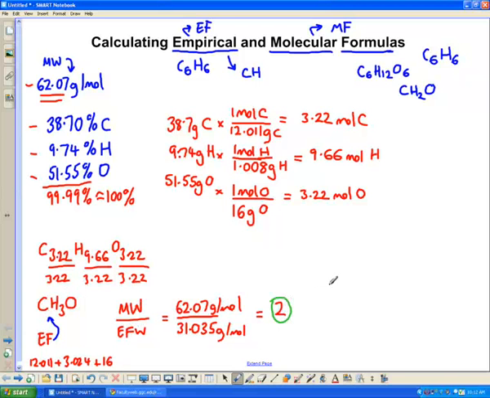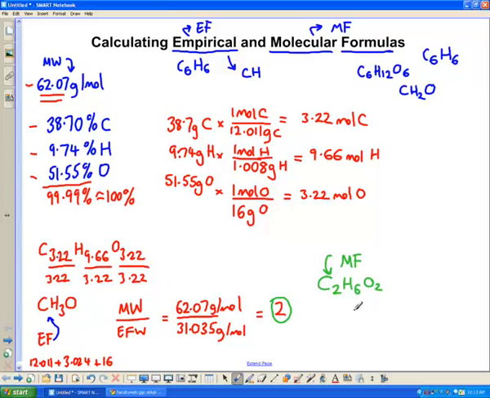So therefore, when I do that, if I had 1 carbon in my empirical formula multiplied by 2, I get 2 carbons. 3 hydrogens in my empirical formula multiplied by 2, I get 6 hydrogens. And then oxygen, I have 1 in the empirical formula, 2 in the molecular formula. This is my molecular formula right here.